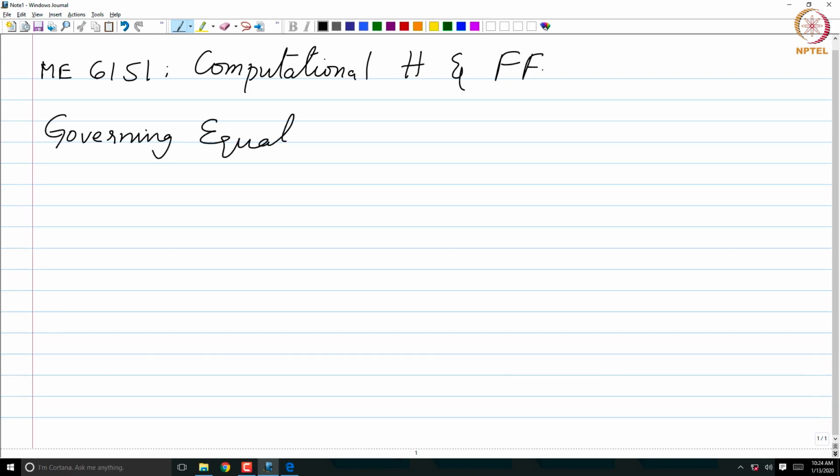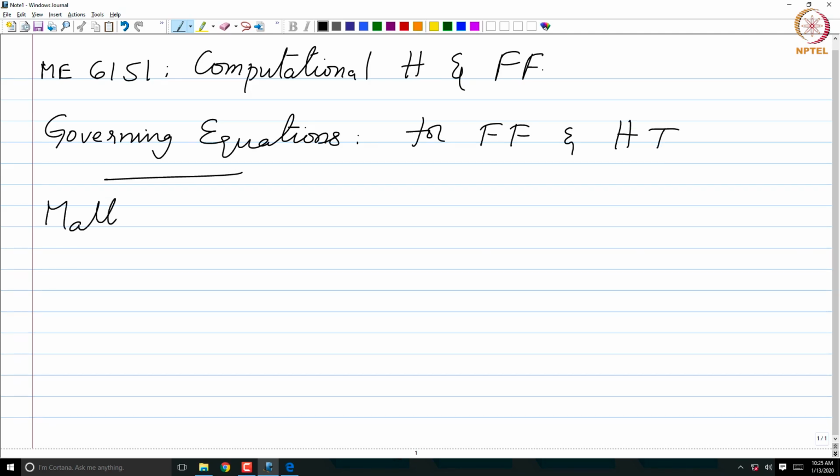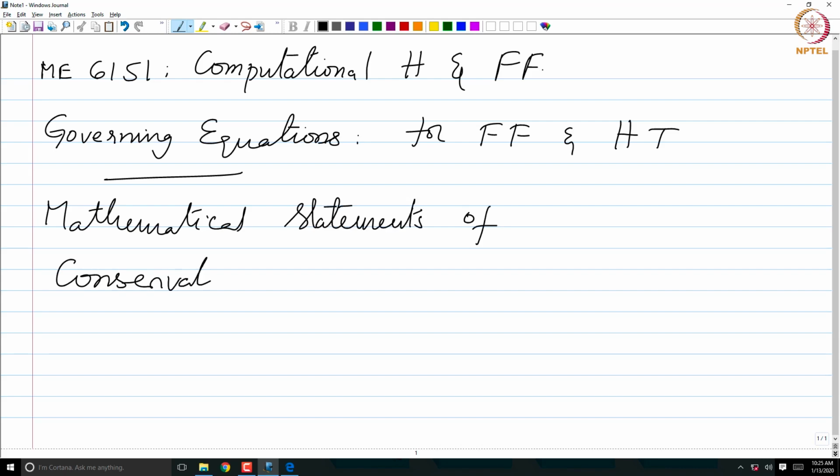So let's look at the governing equations. The governing equations are nothing but mathematical statements, right? Governing equations for fluid flow and heat transfer. So these are nothing but the mathematical statements of conservation laws of physics, okay?